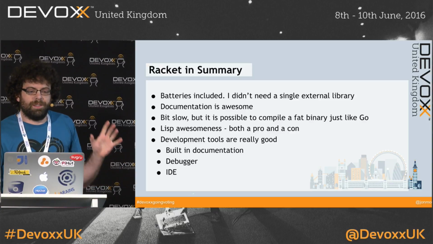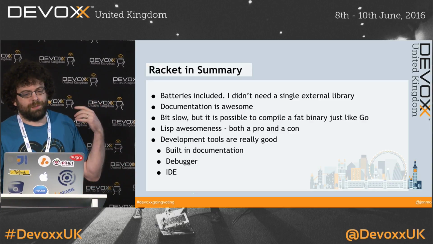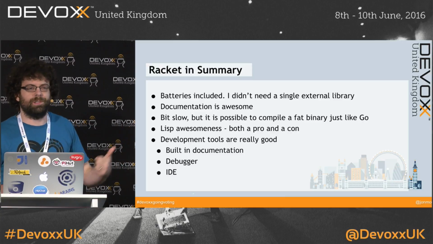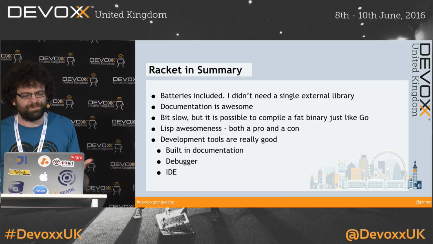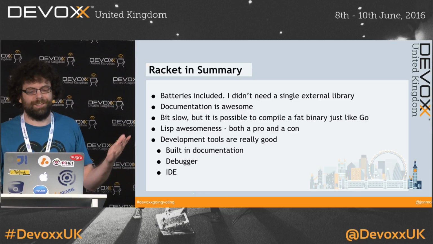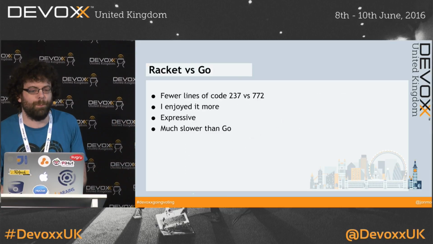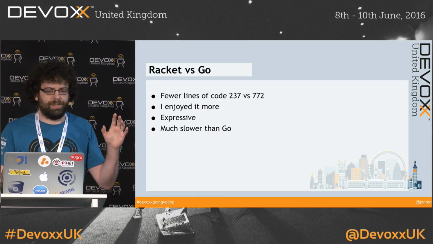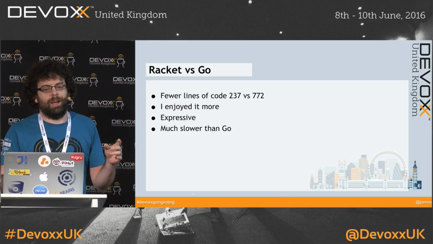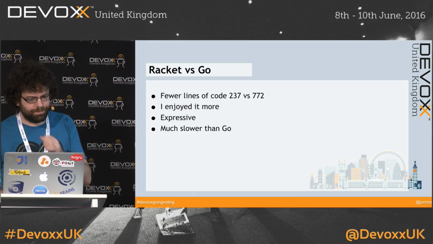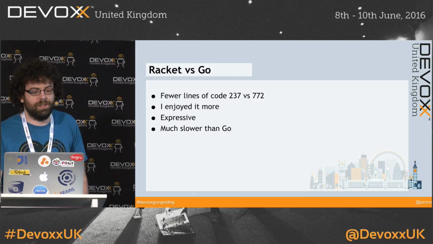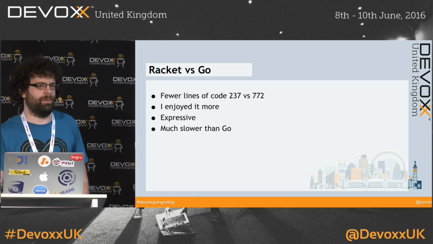Racket's awesome. It's got everything I needed to do any of this stuff. The tooling is awesome. Lisps are great, but Lisp isn't everybody's thing. In comparison to the implementation of the voting API in Go, there's significantly fewer lines of code in Racket. It was a lot more fun to write than Go, with lots less headbanging, and it's really expressive. But it was pretty much an order of magnitude slower than the Go implementation.